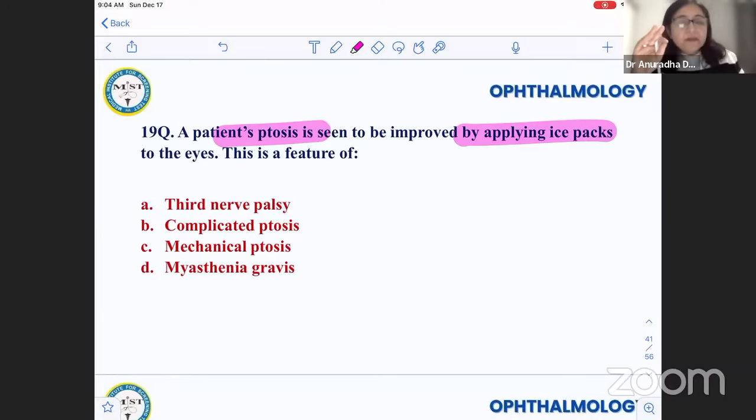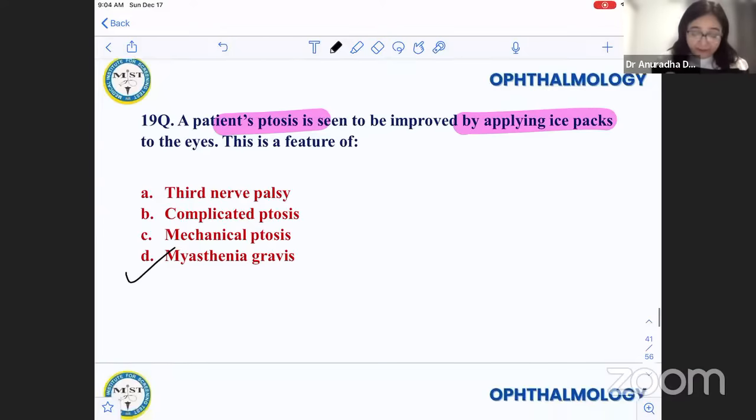So which ptosis, you know, will improve by applying the ice packs? There's only one, myasthenia gravis. Okay, third nerve palsy, complicated ptosis, mechanical ptosis, they do not improve. So myasthenia gravis is a condition.